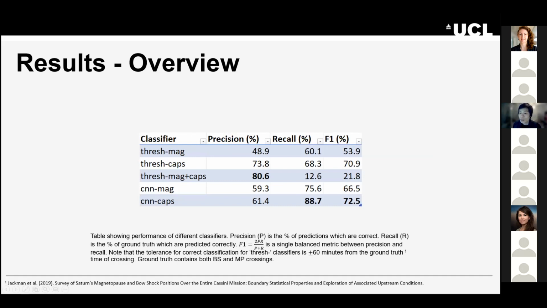And we can see that the CNN with the CAPS data wins on the recall and F1 score. So that's these two on the bottom. Whilst the ensemble threshold method, which uses both MAG and CAPS, wins on the precision, but you can see it's taken a huge hit on the recall.